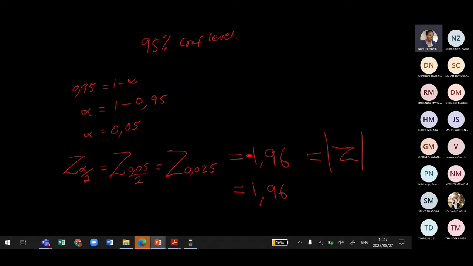So I want you to go and find the critical value. That is your exercise. In 2 minutes, find the critical value for a 99% confidence level. That is your exercise.